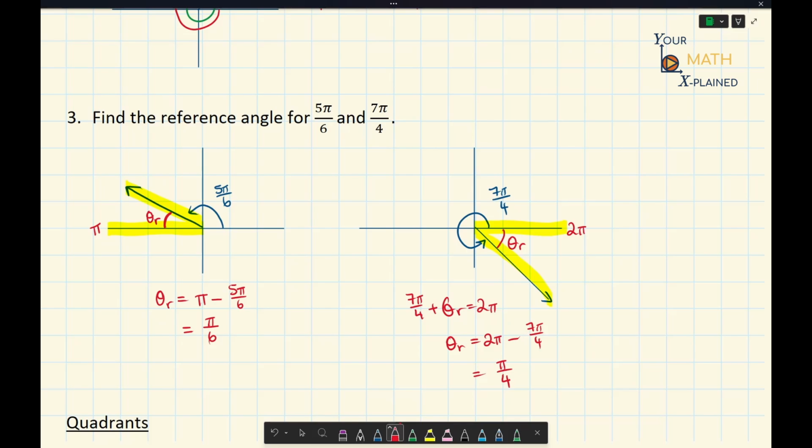Make sure you take the time you need to understand reference angles and how to calculate them, because it is one of the most important concepts that will tie the trigonometry you've learned in the past to these rotating angles in the circle.